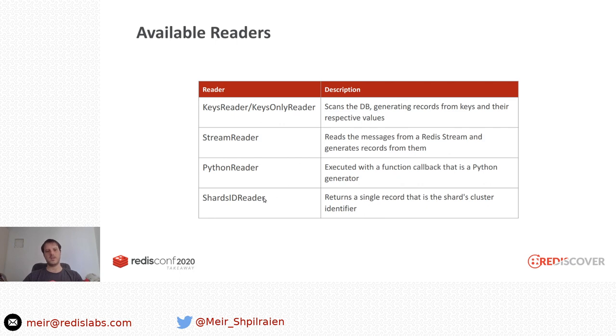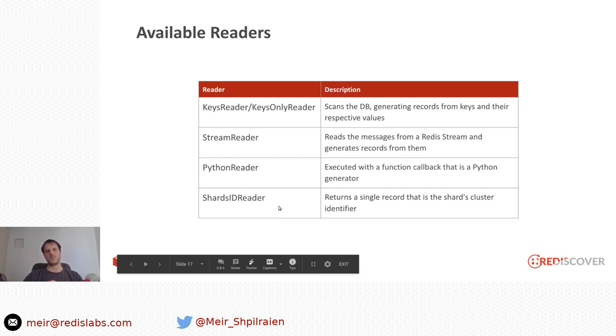And we have the shard ID reader. The shard ID reader is good when you need to distribute a task to all the shards. You want to do something on all the shards. So the shard ID reader starts the function on all the shards, and the first and only record that it supplies is the shard ID. From there you can change this record, you can read data from this shard, you can change data on this shard, and you can do whatever you want. So those are the readers.